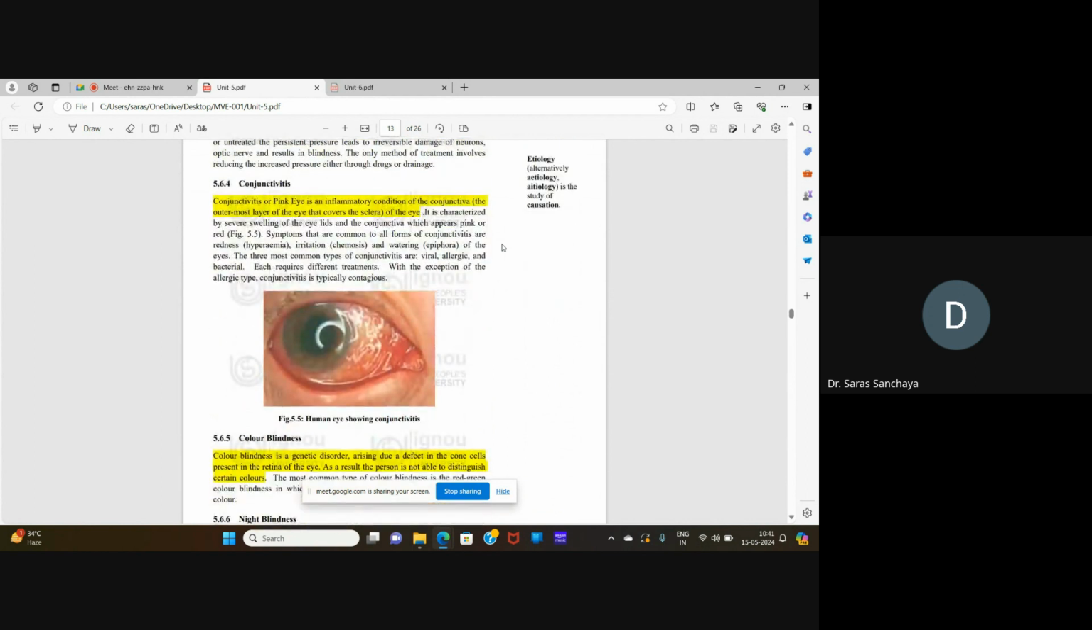Then there is conjunctivitis or pink eye, an inflammatory condition of the conjunctiva, the outermost layer of the eye that covers the sclera of the eye. It can cause redness of the eye and itching of the eye.